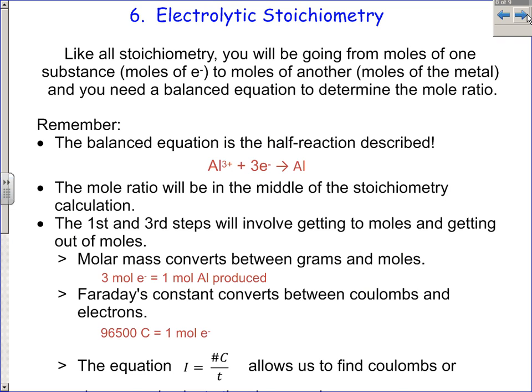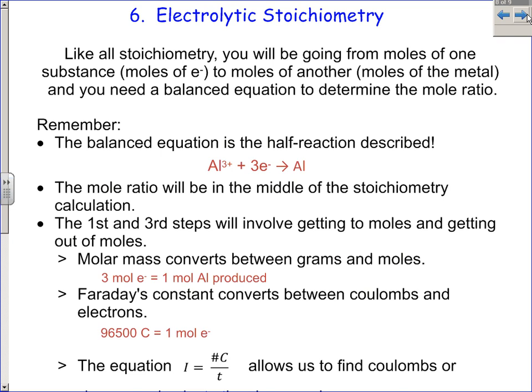So think of it as 3 steps, and the stoichiometry part is really that middle step. It's just always there. And really, you need to decide whether you have to do something before and something after that. So our first and third steps will involve getting to moles if we're not in moles, and getting out of moles if we don't want to go to moles. Well, in the case of electrolytic stoichiometry, you're always going to do those first and third things.